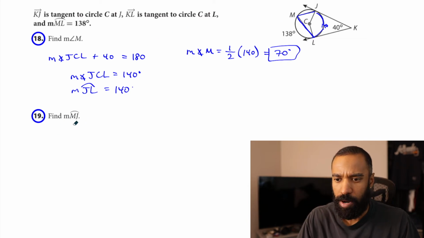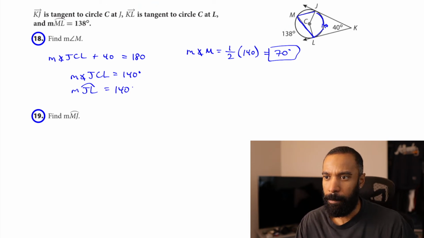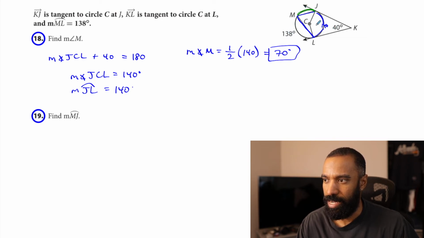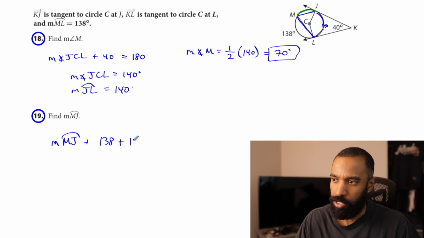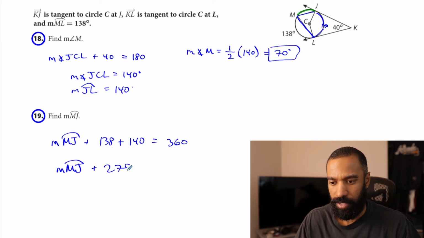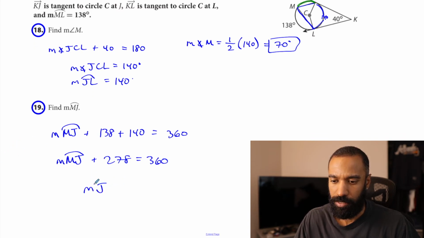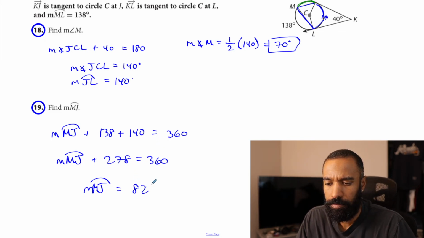And that information is probably useful for the measure of arc MJ. Oh, well, the 140 is important for that. The measure of arc MJ is just the last part that gets us 360 degrees right here with 138 and 140. So the measure of arc MJ plus 138 plus 140 equals 360. Combine these two, you get 278. Subtract 278 from both sides, and we get that answer: 82 degrees there.